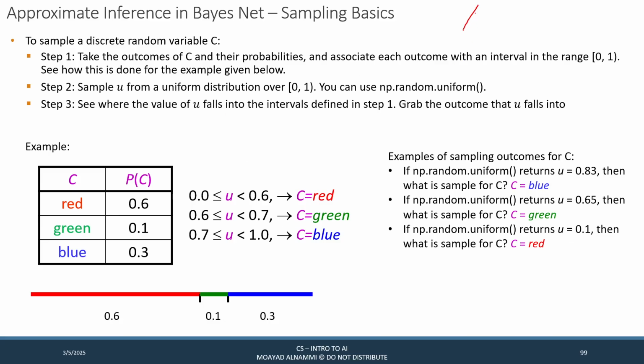I'm not going to go into detail, but this is just a reminder of discrete variable sampling. If you have a discrete variable C, like the colors red, green, and blue, and you have a probability over it, this slide gives you a reminder of how to perform sampling from this discrete variable, because this is what we're going to do. We're going to sample from our Bayesian network.